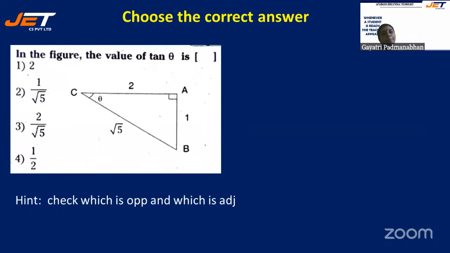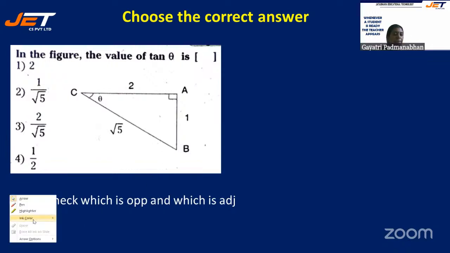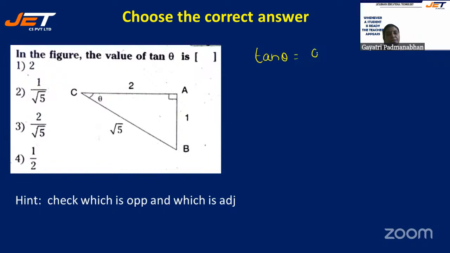In the figure, the value of tan theta is dash. What is very important here is that tan theta is opposite side by adjacent side, isn't it? That you should know first. What is the opposite side and what is the adjacent side? That's what you should know. Clear?